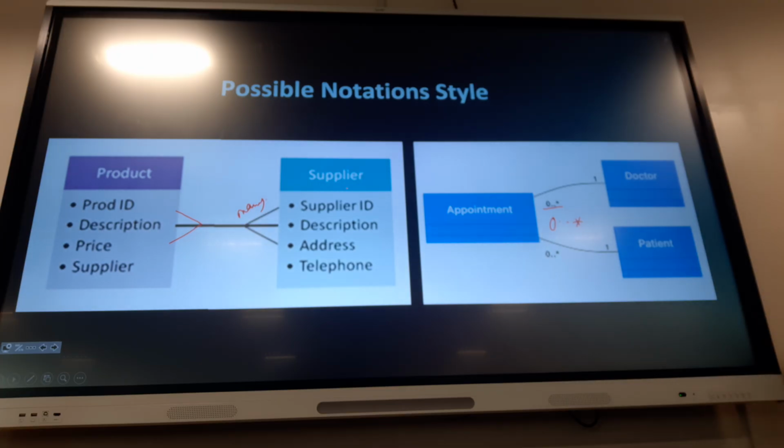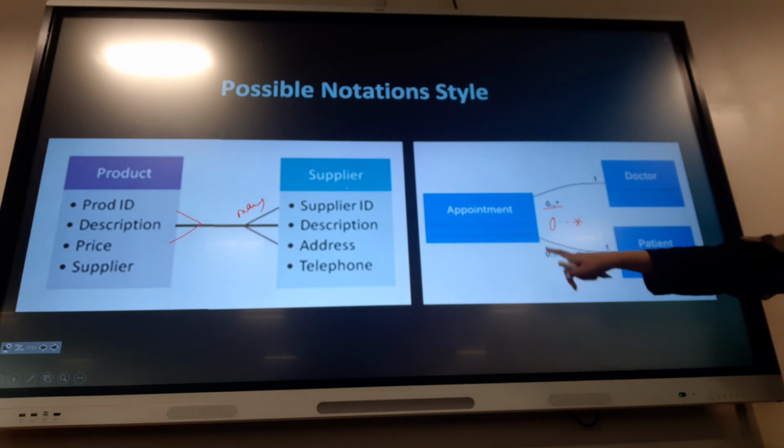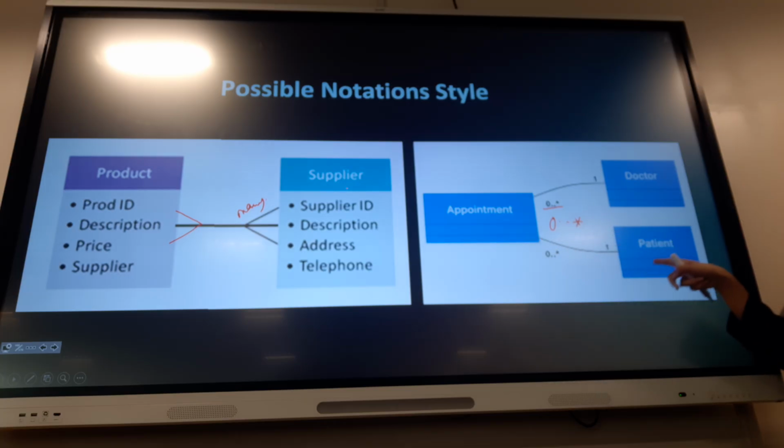A patient could have many appointments. We can say that we can have zero appointments or many appointments, but each one only refers to one patient. So zero to many appointments could be set by a single patient.